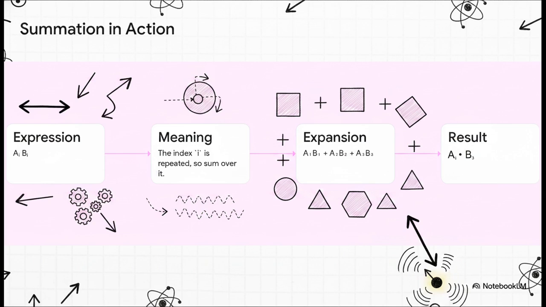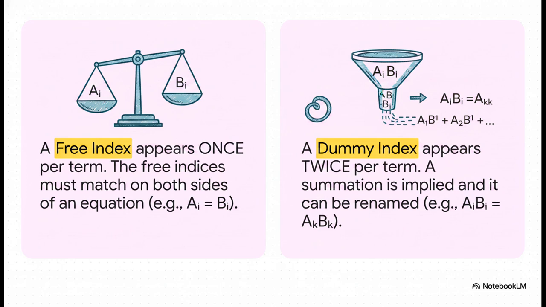So we get A1B1 plus A2B2 plus A3B3. Well, what is that? That's just the definition of the dot product, A dot B. So that compact little A sub I, B sub I is just the index notation for the scalar product. So cool. Okay, so this slide right here breaks down the 2 different jobs an index can have.